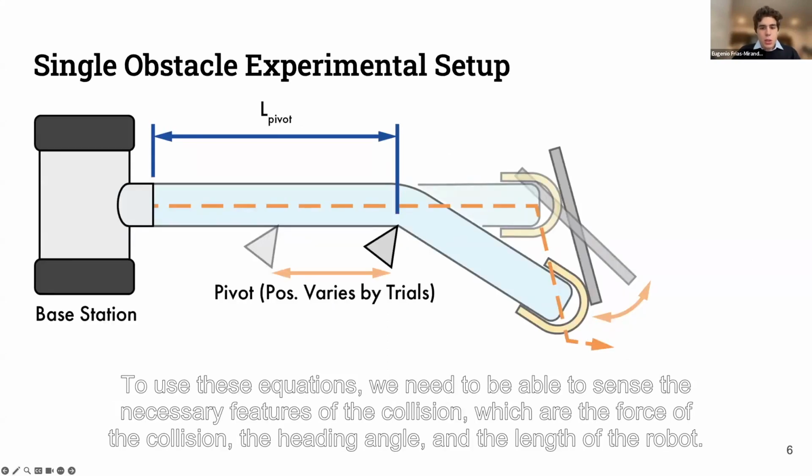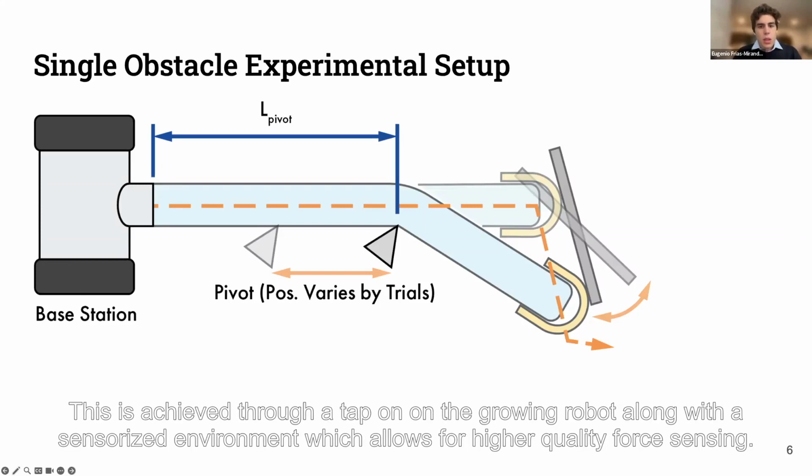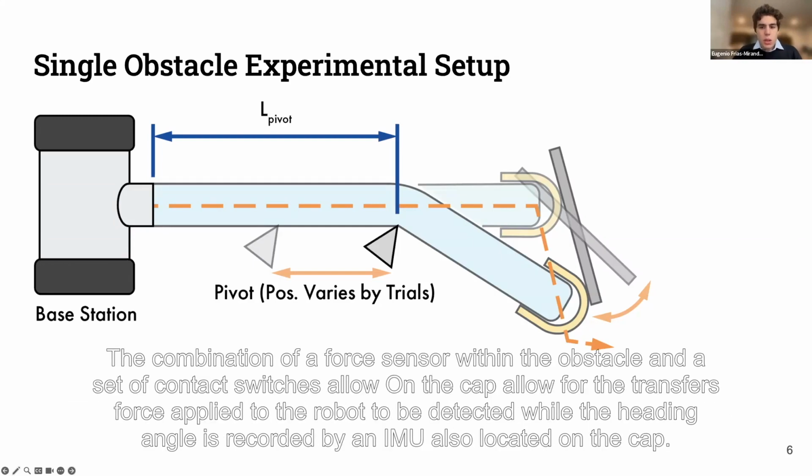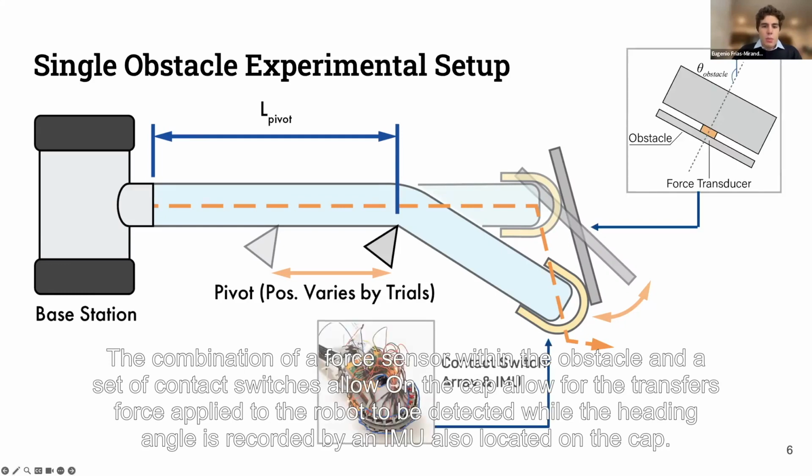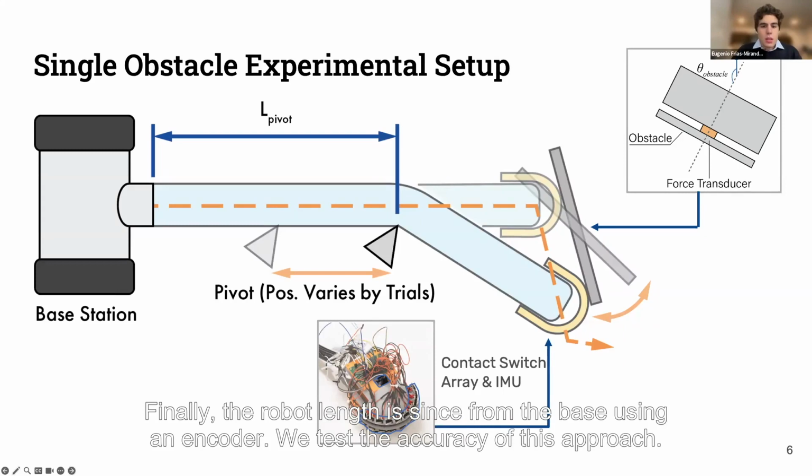To use these equations, we need to be able to sense the necessary features of the collision, which are the force of the collision, the heading angle, and the length of the robot. This is achieved through a cap on the growing robot, along with a sensorized environment, which allows for higher quality force sensing. The combination of a force sensor within the obstacle and a set of contact switches on the cap allow for the transverse force applied to the robot to be detected, while the heading angle is recorded by an IMU also located on the cap. Finally, the robot length is sensed from the base using an encoder.